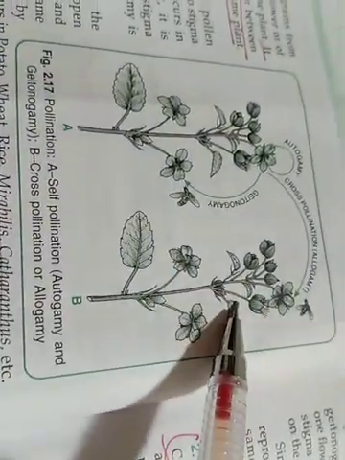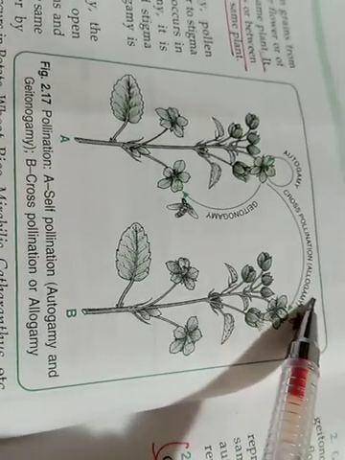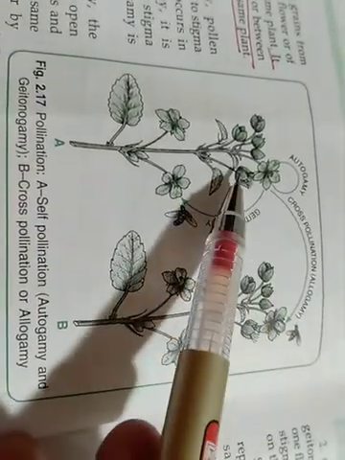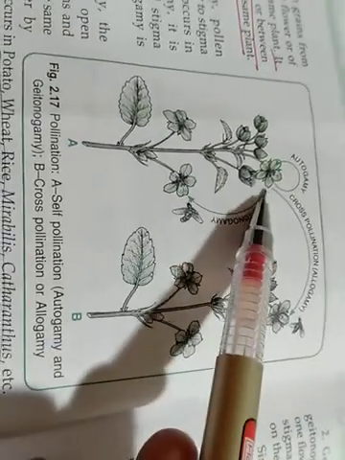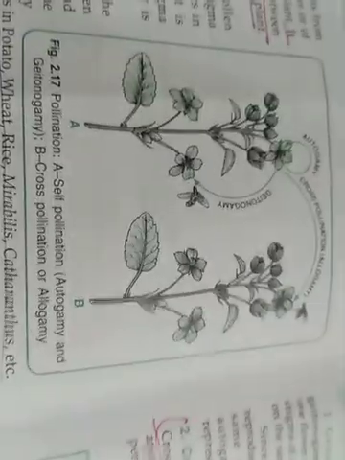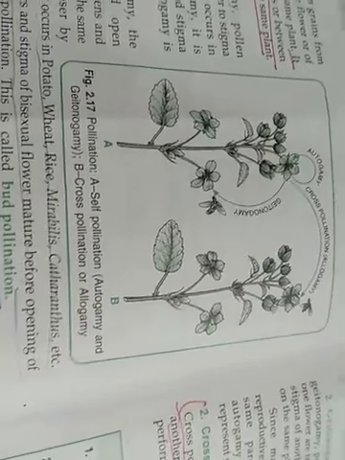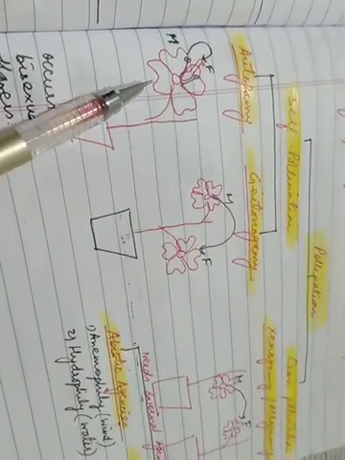But when you say cross-pollination or allogamy, it means the pollination between two flowers on two different plants. That is, the male fertilizes the female which is on another plant but of the same species. Right? So that is called xenogamy or allogamy. Something like this. This was auto, this is geitonogamy, and this is xenogamy or allogamy.